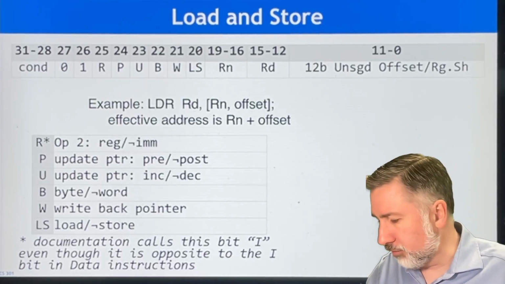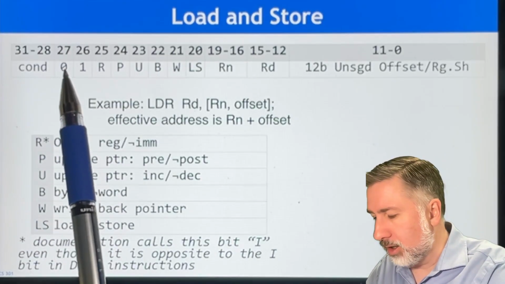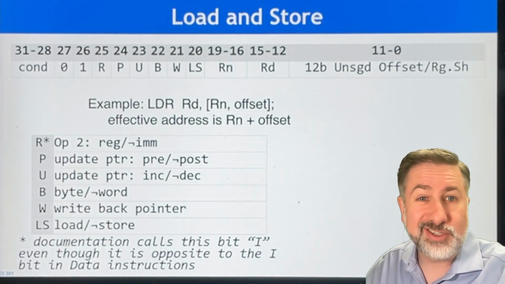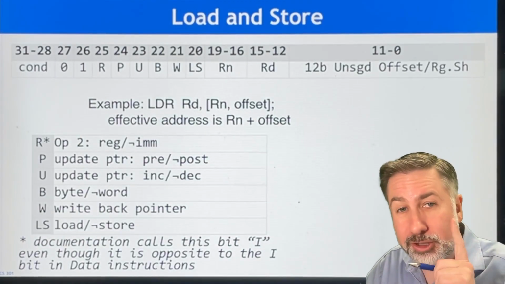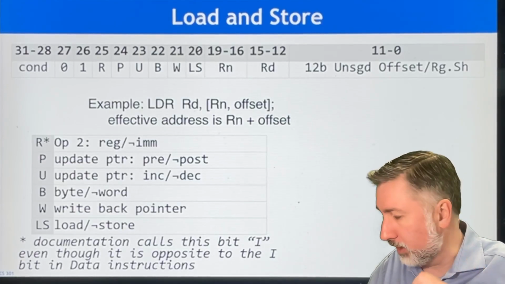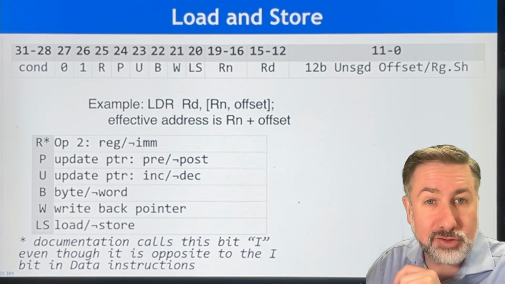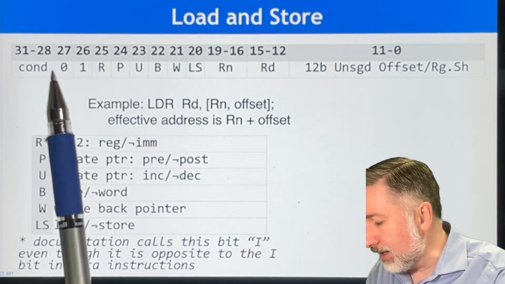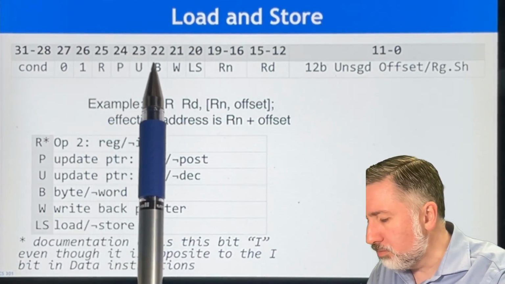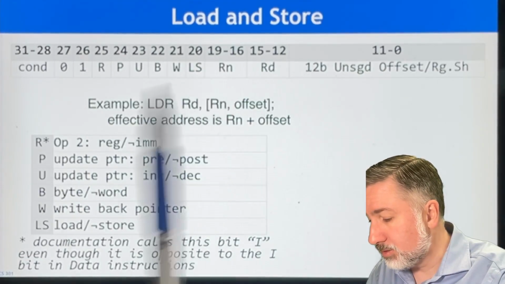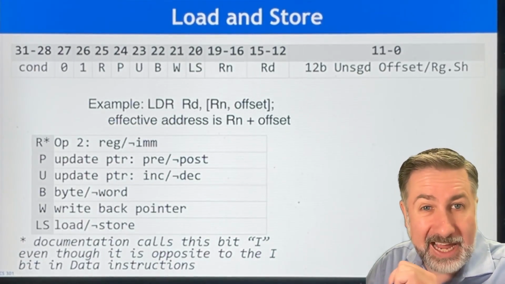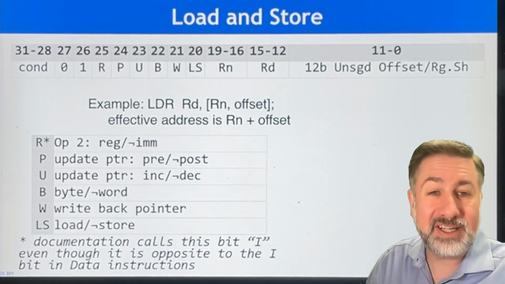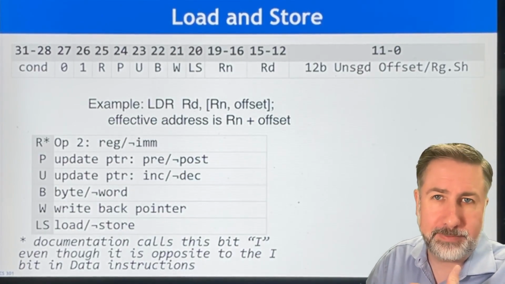The instruction for load and store looks like this. Bits 27 and 26 are 0 and 1. And don't forget, those are the two bits that really specify what you're doing. 0, 0 means a data instruction. 0, 1 means a load or store instruction. But after that, R, P, U, B, W, L, S are all different flags that specify exactly what kind of load store instruction you're doing.